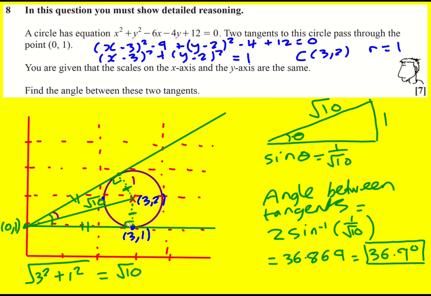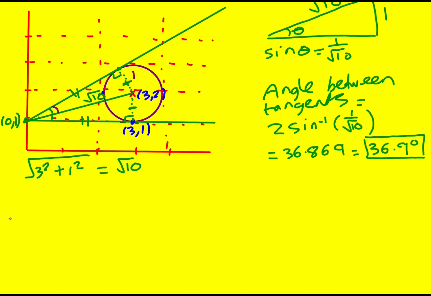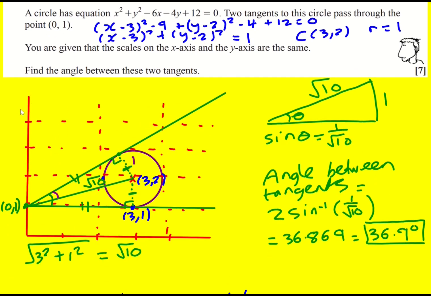Brilliant. Here's the second approach, very, very different. Method 2. So actually in this approach, you're going to work out the equations of the tangents. They must be y equals mx plus 1. The y-intercept is 1 here. We can then substitute that into our equation of our circle.